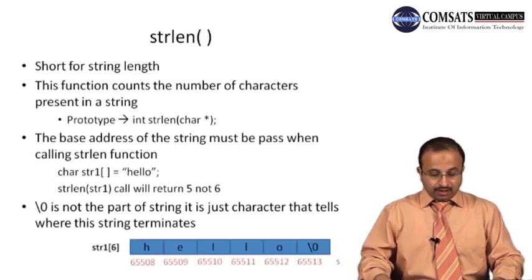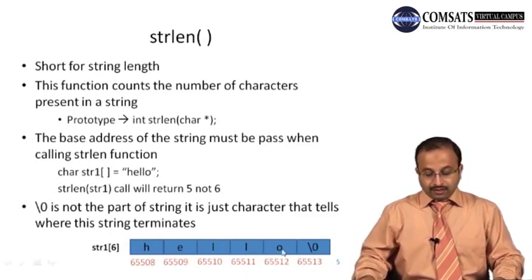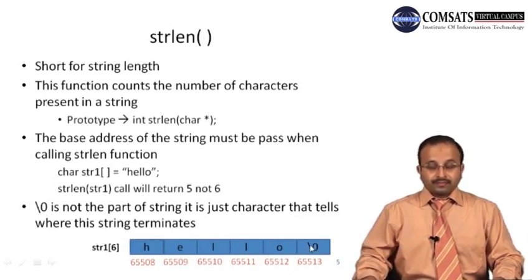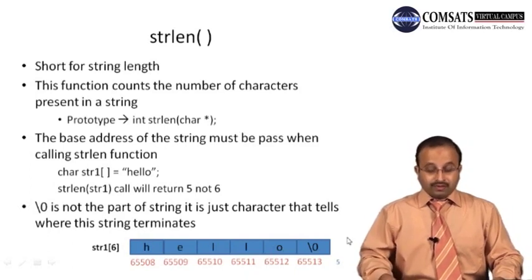So this is our string hello. It counts 1 2 3 4 5 characters, and when null occurs, it doesn't count the null and stops counting characters, and this function then returns 5. We will see the definition of this function as well.